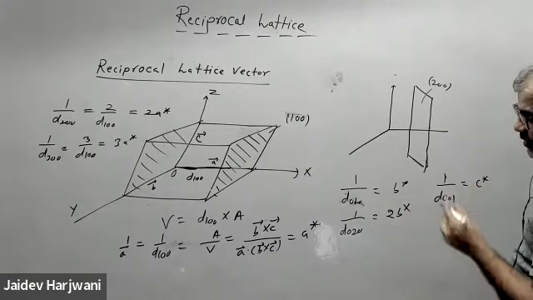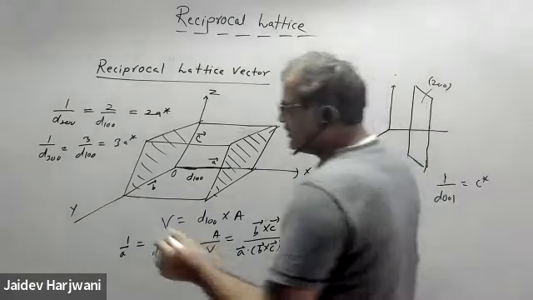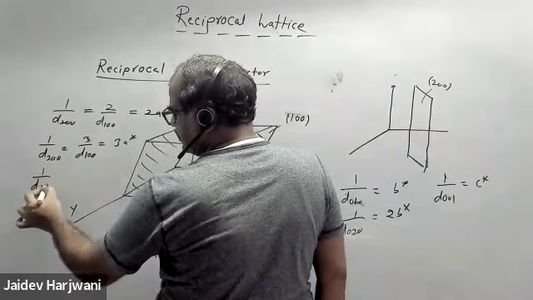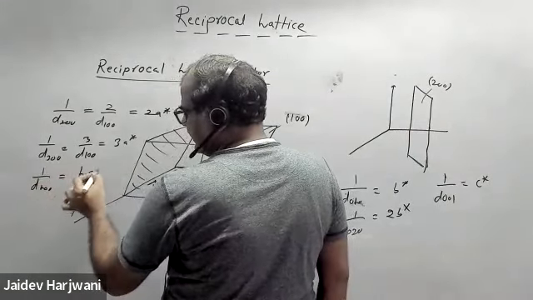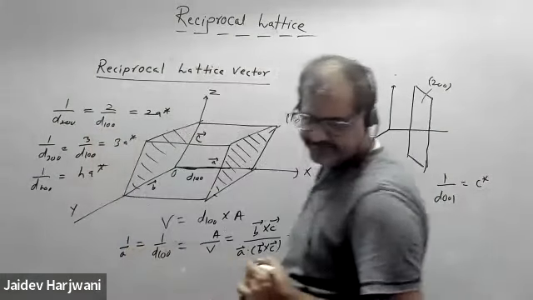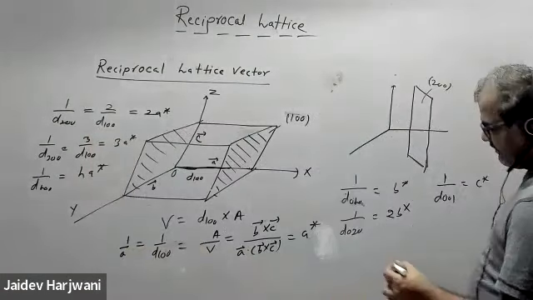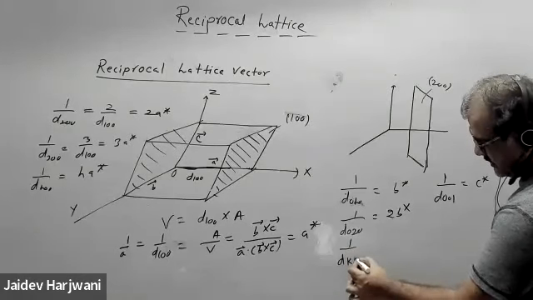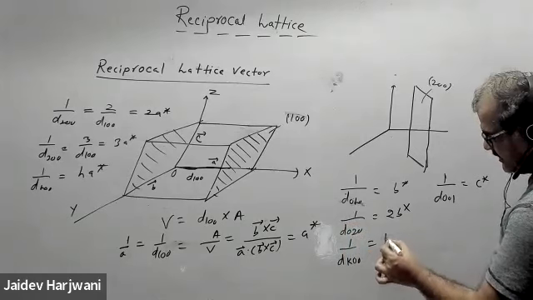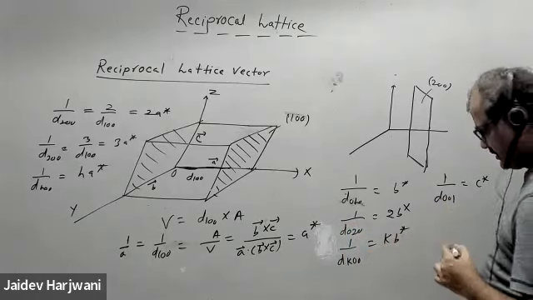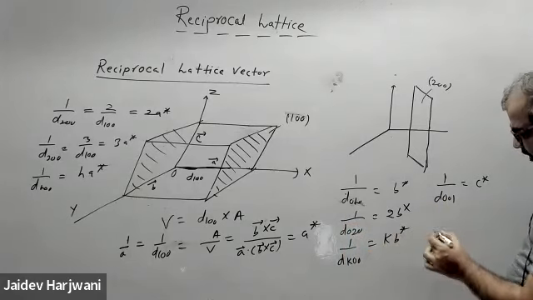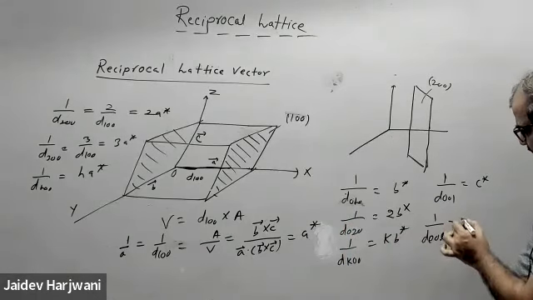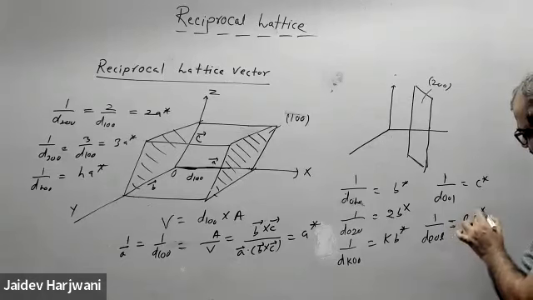Okay, so if I want to write instead of d300, if I want to write dh00, I can simply multiply this by h a. Okay, similarly here I want to write dhk00, I can simply write here k b star. Okay, similarly if I want to write here d00l, I can simply write l c bar.